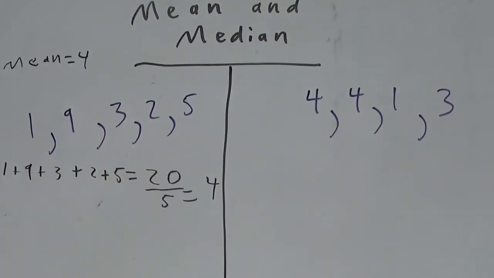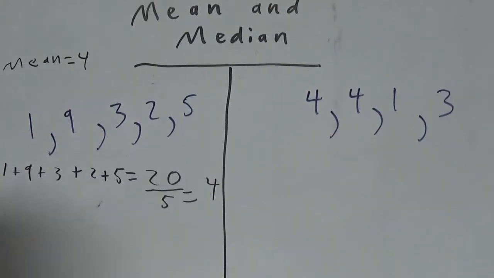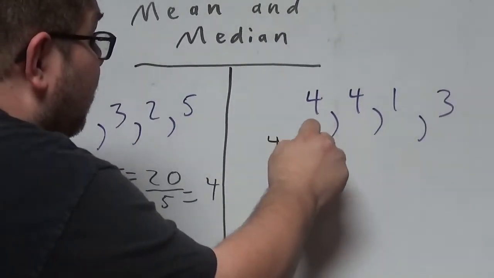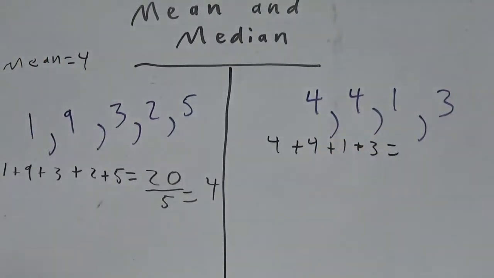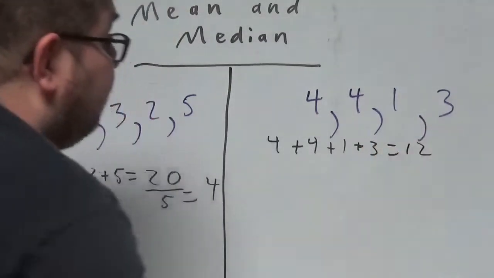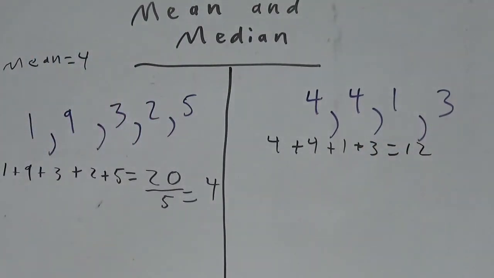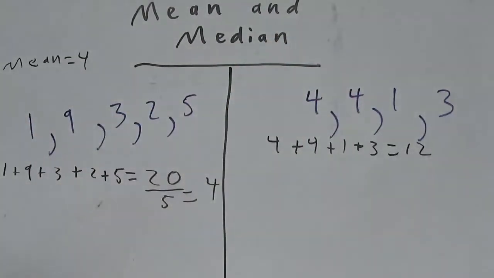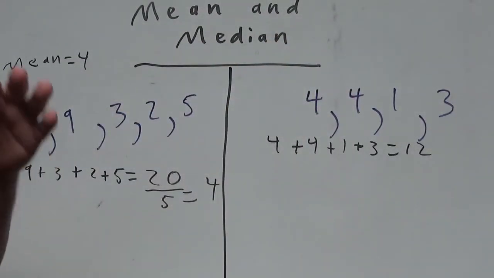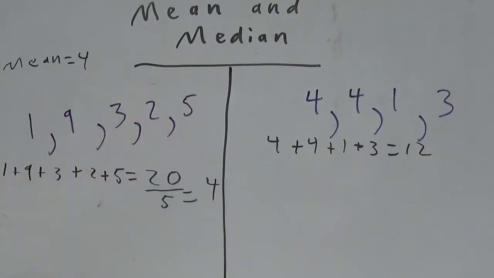Now, the second set of data points, we have 4 plus 4 plus 1 plus 3. Add those together and we get 12. Now we count the number of data points. Of course, with these two sets, because they're small sets, you can look at the set and see there are 4. Usually you'll have more, and you'll have to just count them out. Make sure you're careful with your counting.